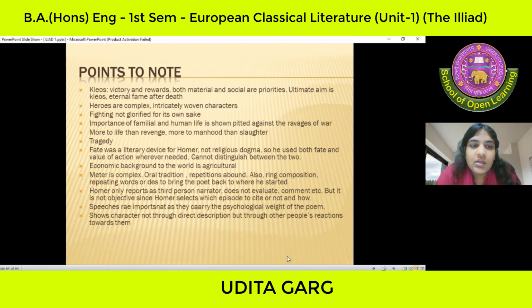Now, heroes are complex, intricately woven characters. We've said that all of Homer's characterization is not really simple, in terms of black and white characters, with people having only good qualities or only bad qualities. They're a mixture of both, and they're complex characters. So you cannot sum up a character as only heroic or only noble or only villainous and completely evil. All of those characters that we find in the book, be it the gods or the mortals, are complex characters.